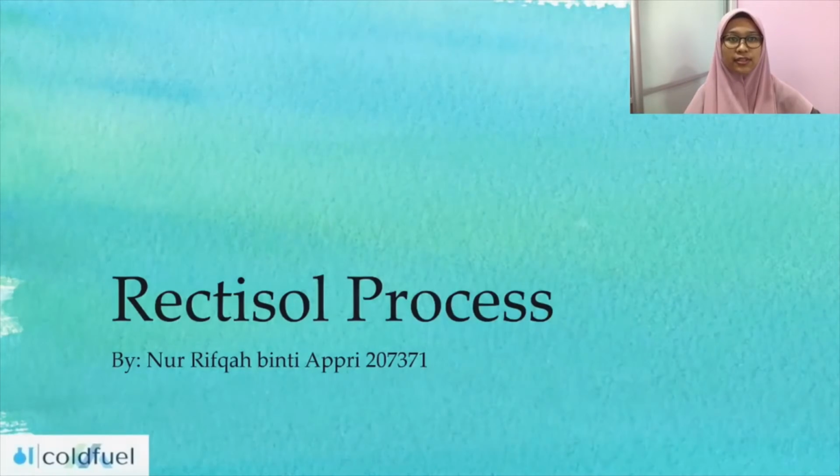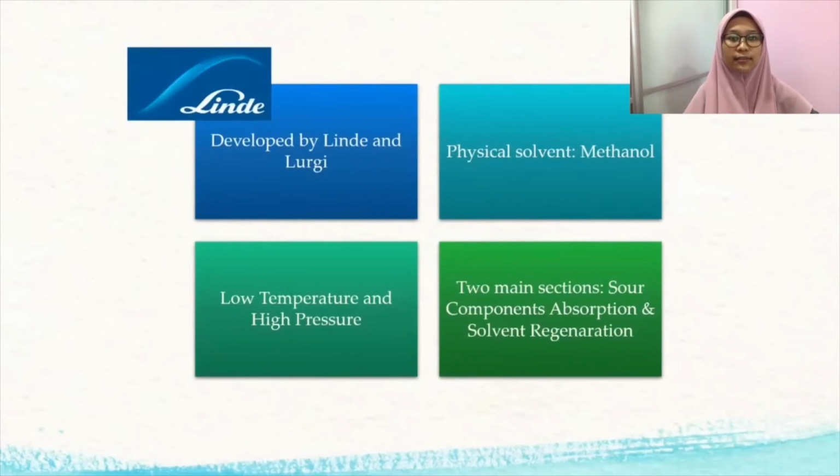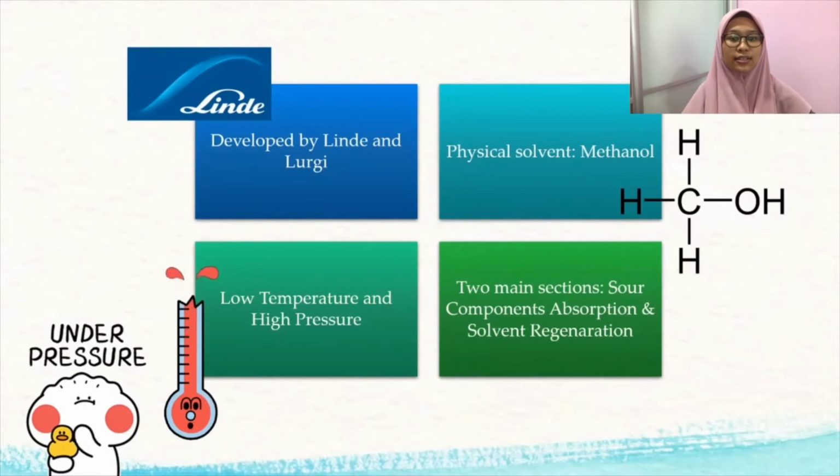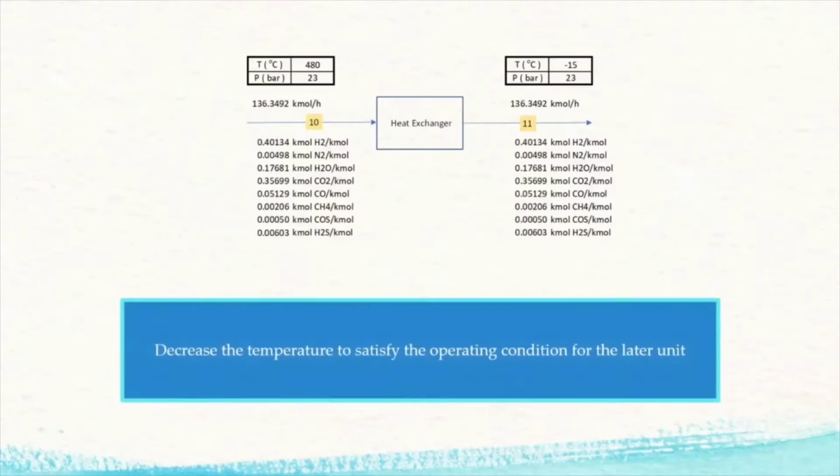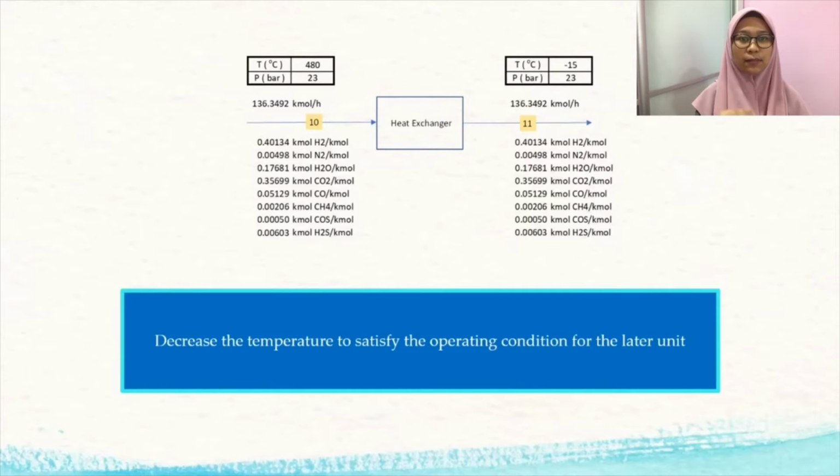Next is the Rectisol process. The Rectisol process, independently developed by Linde and Lurgi, uses methanol as a physical solvent to separate H2S, COS, and CO2. Low temperature and high pressure result in increasing acid gas solubilities and selectivities in the physical solvent methanol and prevent the loss of methanol. The two main sections in the Rectisol process are sour components absorption and solvent regeneration. In our project, we use an absorber and a distillation column. The heat exchanger decreases the temperature from 480 degrees Celsius to negative 50 degrees Celsius to satisfy the operating condition for the latter unit, which is the absorber.